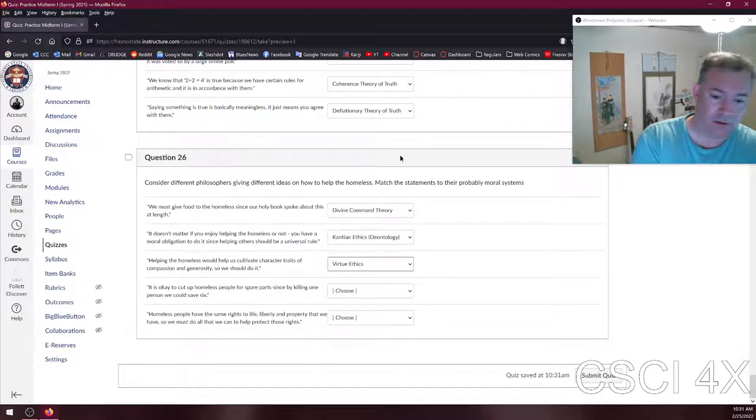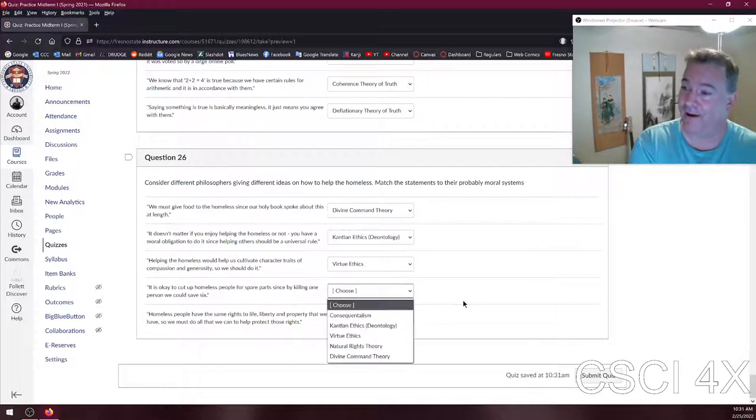Yep. It's okay to cut up homeless people for spare parts, since killing one person could save six. This is unfair to most utilitarians, I think.